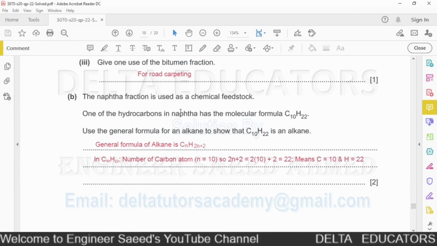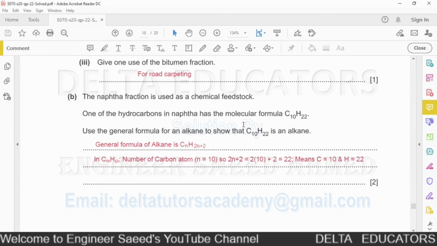Part B. The naphtha fraction is used as a chemical feedstock. One of the hydrocarbons in naphtha has a molecular formula C10H22. Use the general formula of an alkane to show that C10H22 is an alkane. General formula of alkane is CnH2n plus 2. Now here C10 means value of n is 10. So in place of n we will write 10. When we write 10 it will become C10 and H will become 2 multiplied by 10, 20 plus 2, 22. So here it will be C10H22.